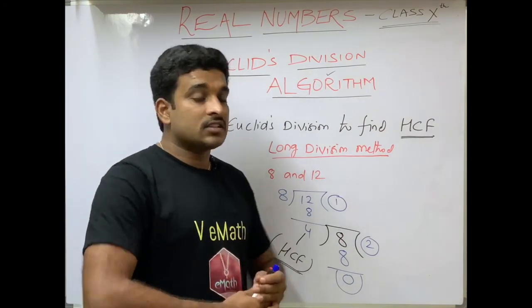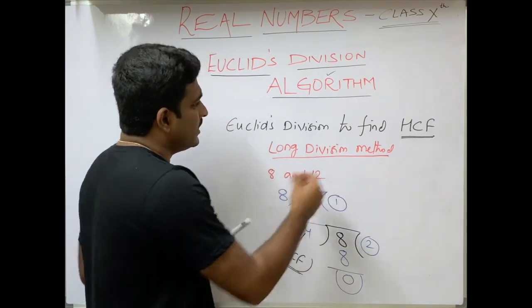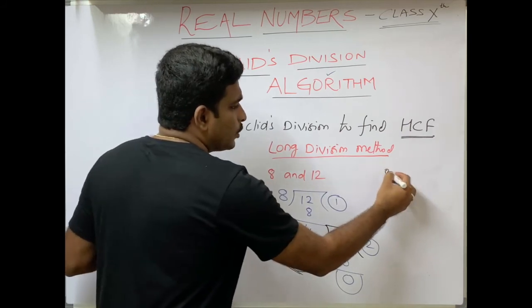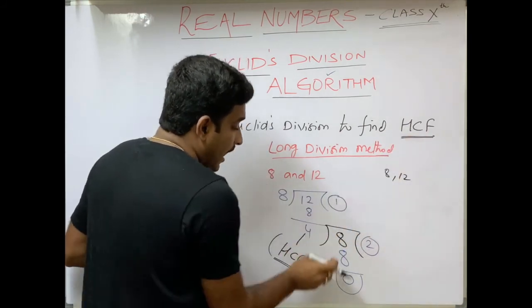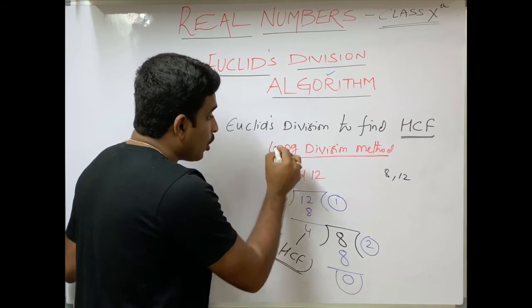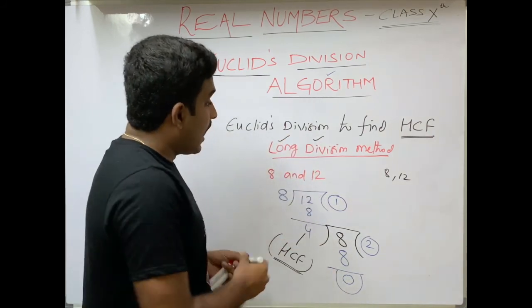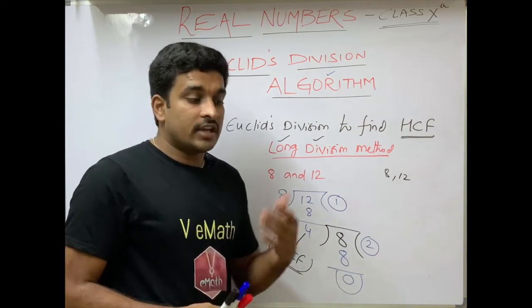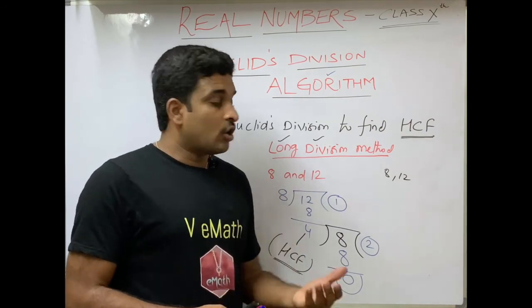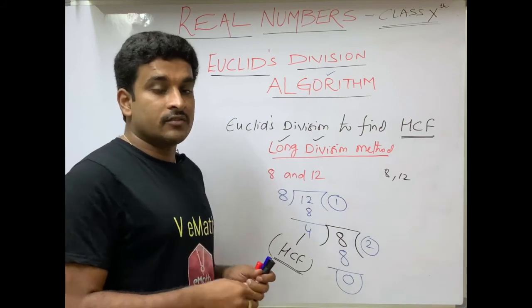From the previous class, we studied how to find the HCF of 8 and 12 using the factor method. In this class, we used the long division method to find HCF. Using this long division method, your exercise 1.1 is solved. I'll solve each and every sum from your exercise in the next class.